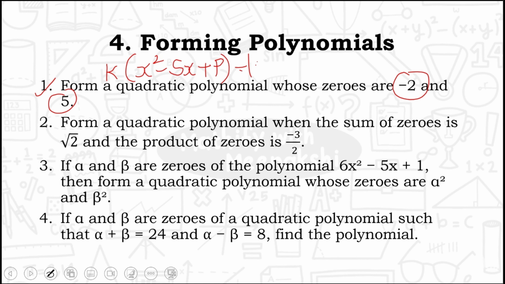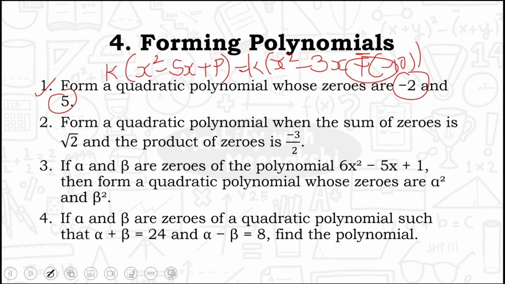So here, the sum of zeros is minus 2 plus 5, that is 3, and the product of zeros is minus 2 into 5, that is minus 10. So at last you can simply write k into x square minus 3x minus 10.